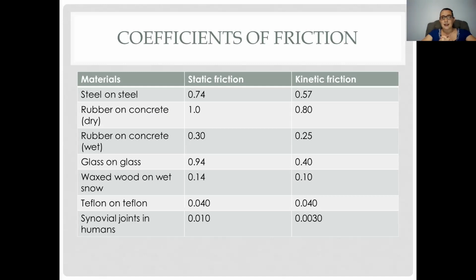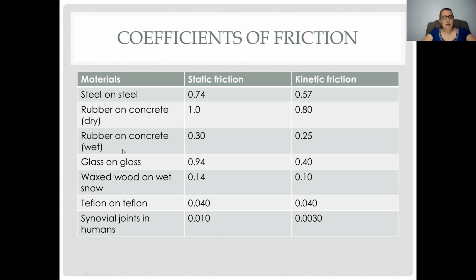But you can see, like our joints, if your joints are functioning correctly, they have a very, very low coefficient of friction. So there's hardly any friction in the joints of your body. So that would be like your shoulders or your knees, your elbows, those sorts of things, which I think is really cool.